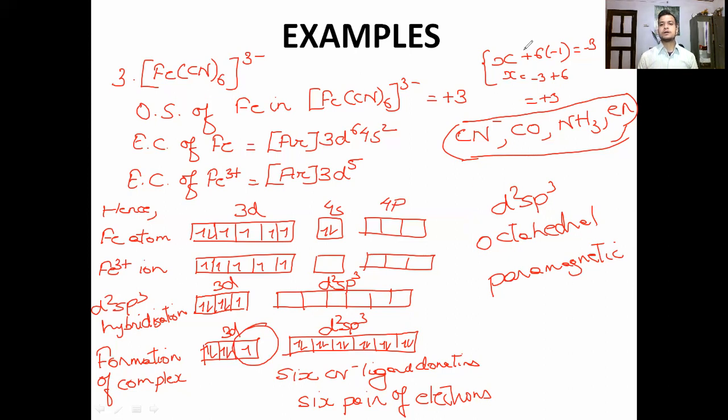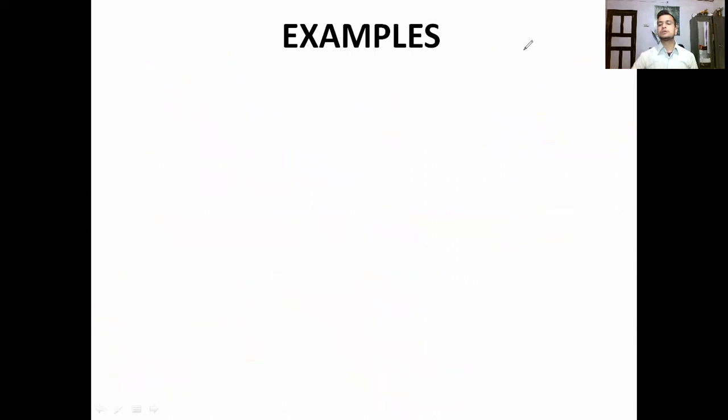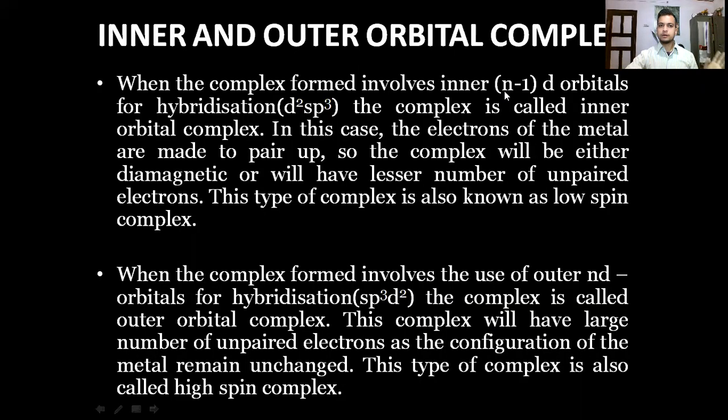Now, a very important part. Always remember that whenever we talk about d2sp3 and sp3d2 hybridization in octahedral complexes, with reference to this hybridization we have classified octahedral complexes into 2 categories, which we call inner orbital complex and outer orbital complex. All those complexes where the inner d orbital, that means the (n-1)d orbital, is used, like in our case the 3d orbitals, so it is d2sp3 hybridization. Whenever it happens, we call it an inner orbital complex.